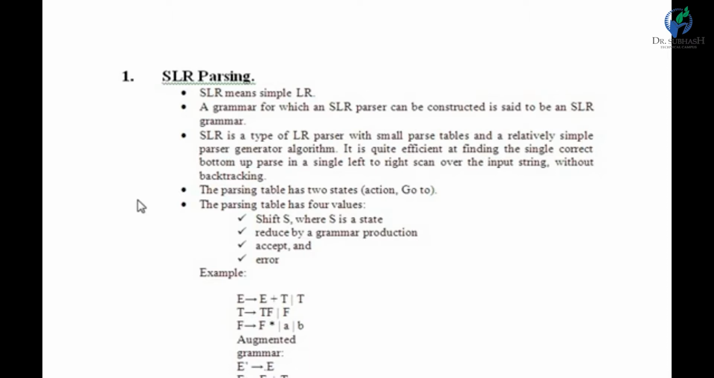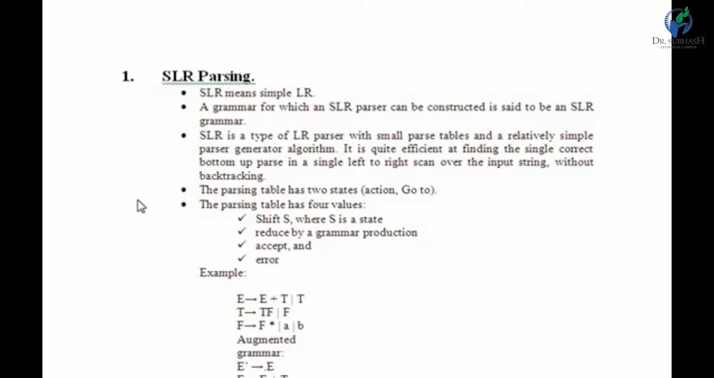So what is augmented grammar? If any grammar G has starting symbol S, then augmented grammar is the new grammar G dash, in which S dash is a new start symbol such that S dash gives dot S. So what is the purpose of augmented grammar? To indicate to the parser when it should stop parsing and announce the acceptance of the input.